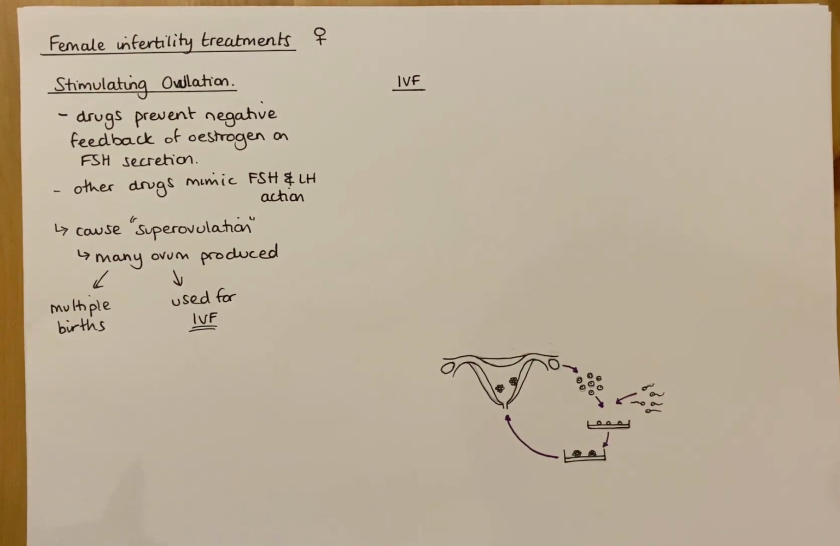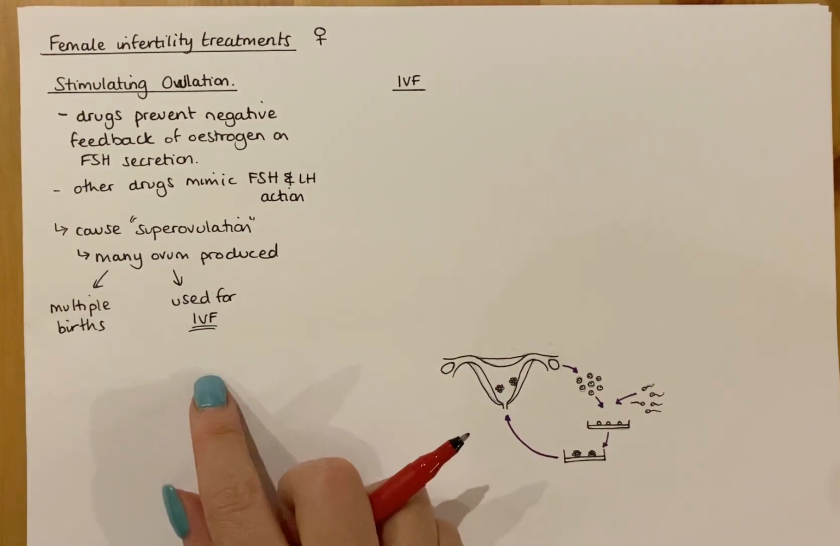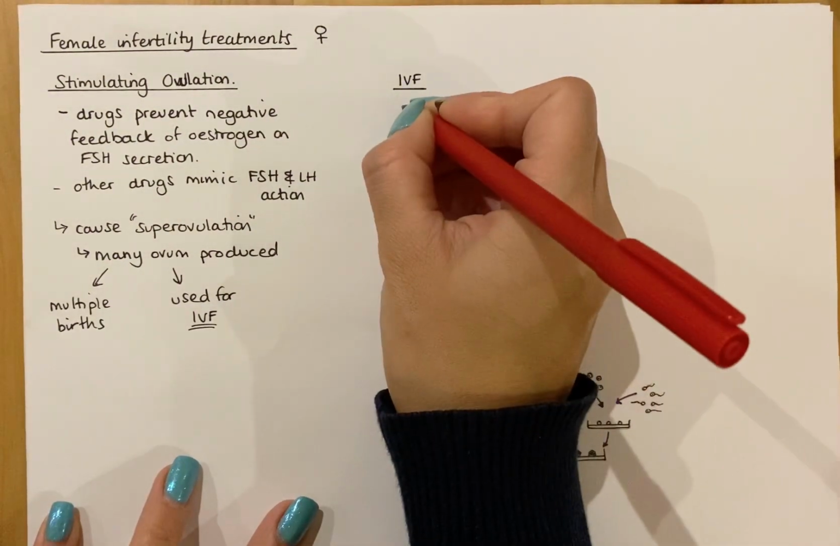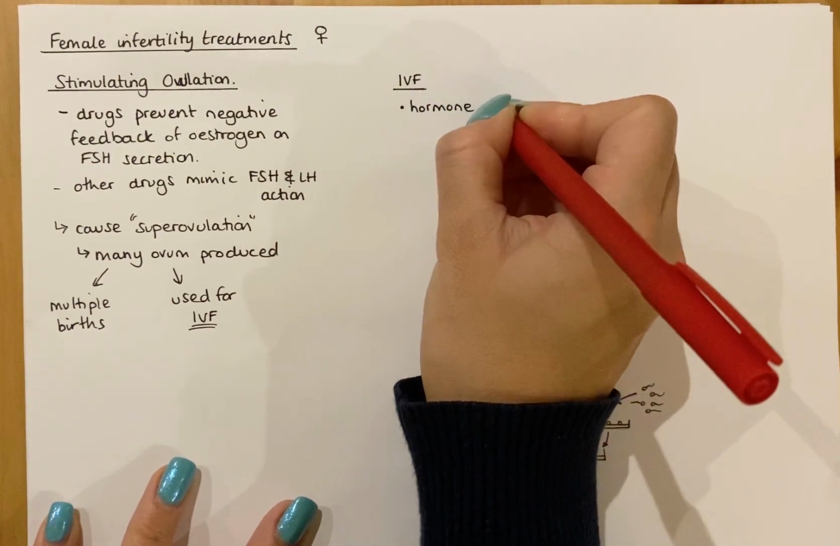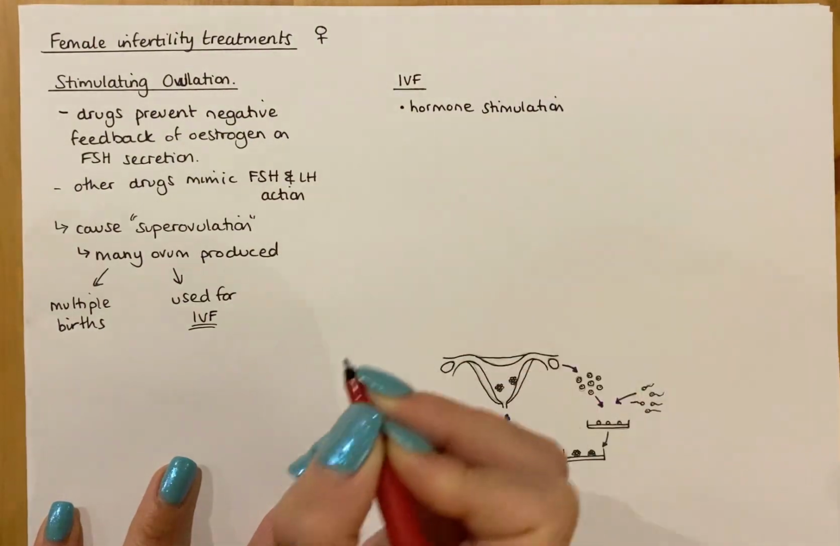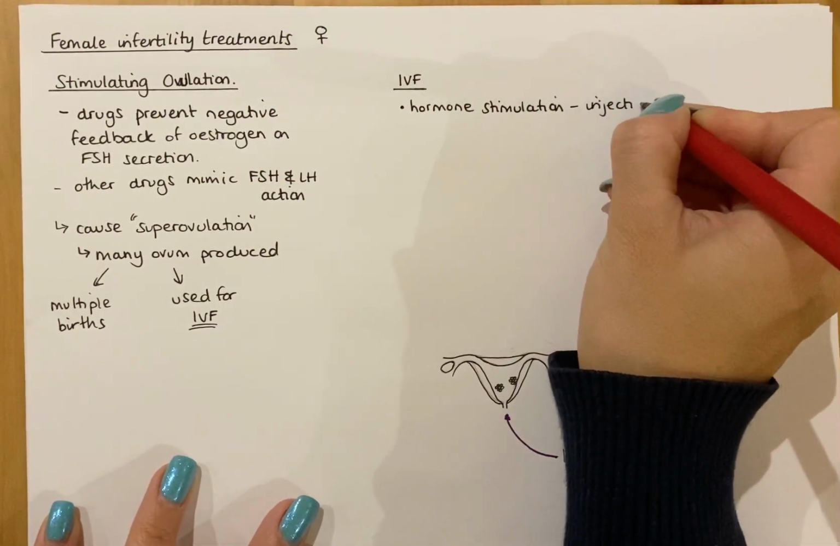Okay. So this IVF one that we're going to lead on to will relate back to ICSI and stimulating ovulation at points. So IVF initially requires hormone stimulation to ready the female's body to produce ovum. Right, and that will normally involve injections of FSH.